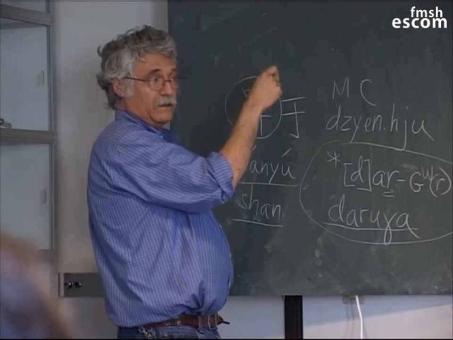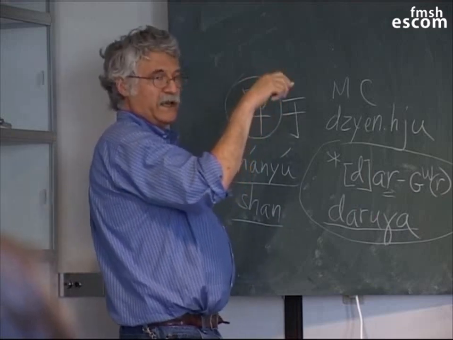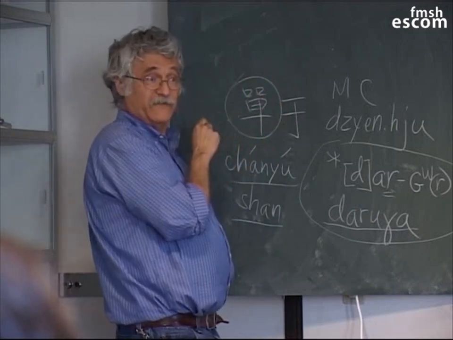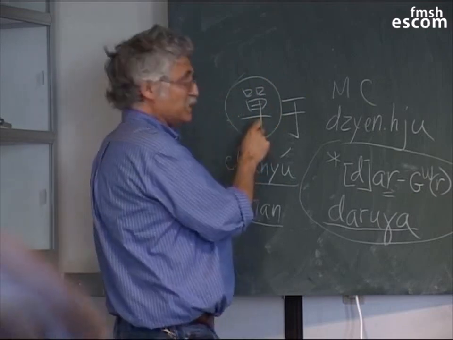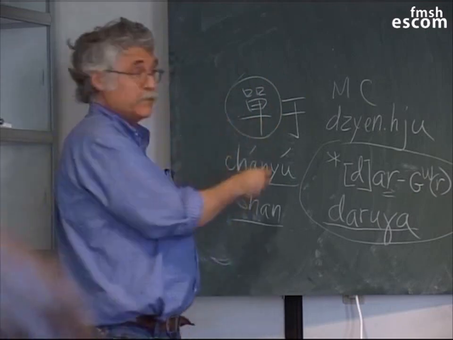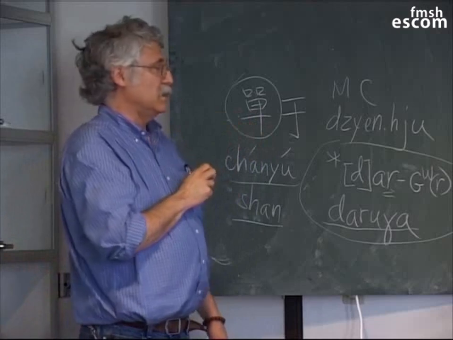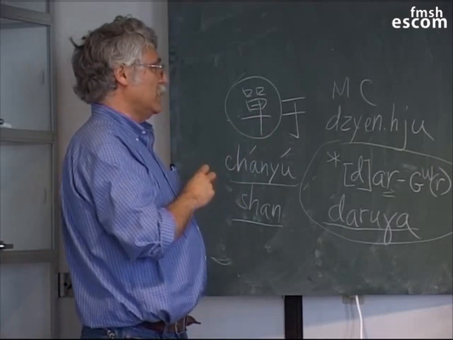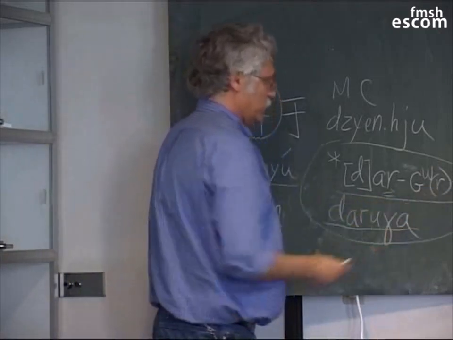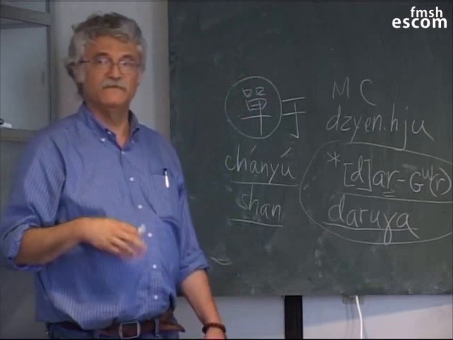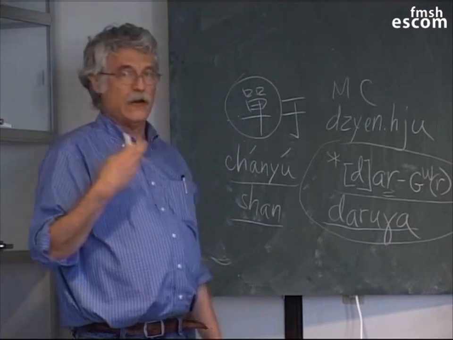That is, we have what looks like Old Chinese A-N and A-J in the same phonetic series. For instance, the word zhi for a drinking cup can be written with this phonetic. But this looks pretty good to me as a representation of daruga or darwa or something like that.